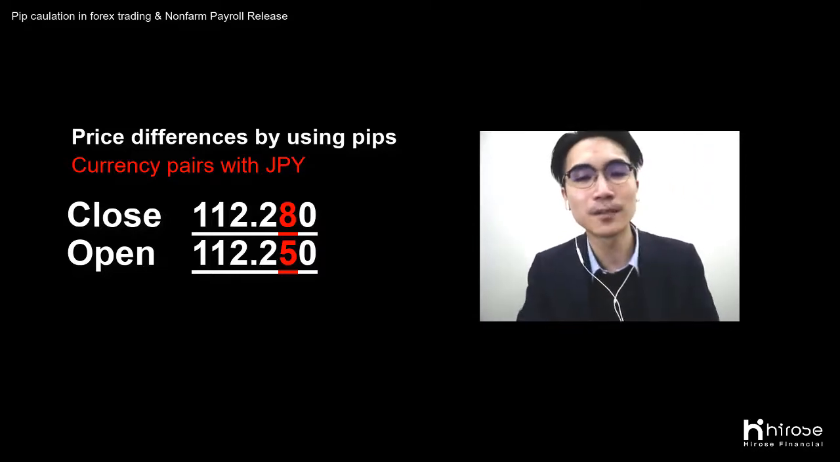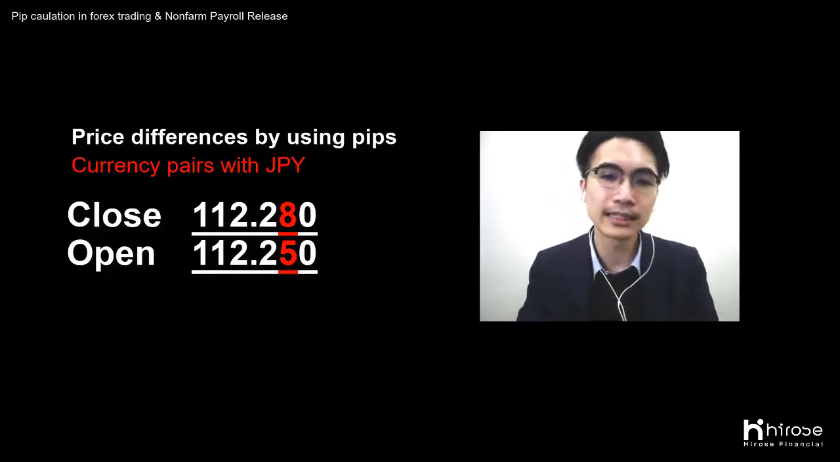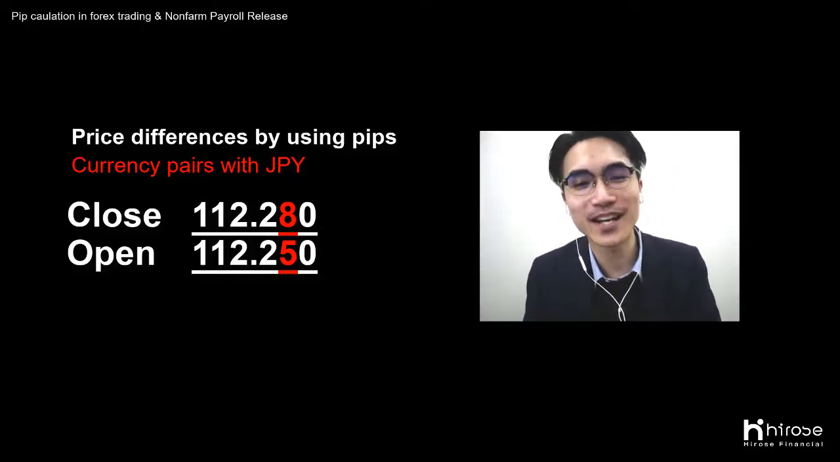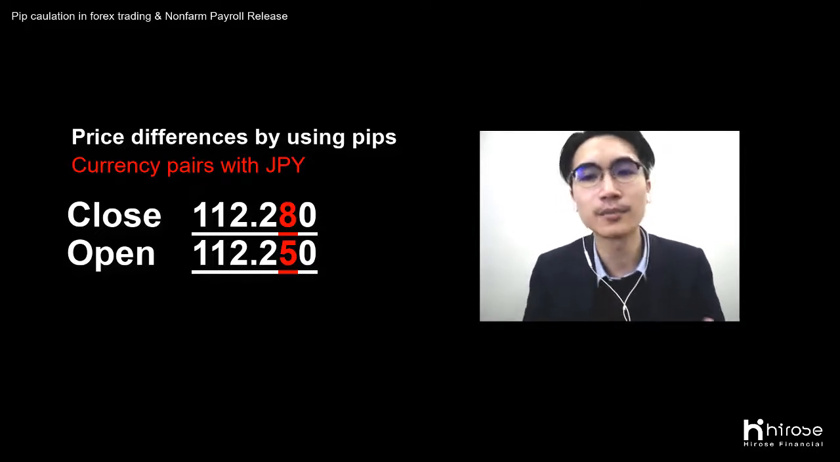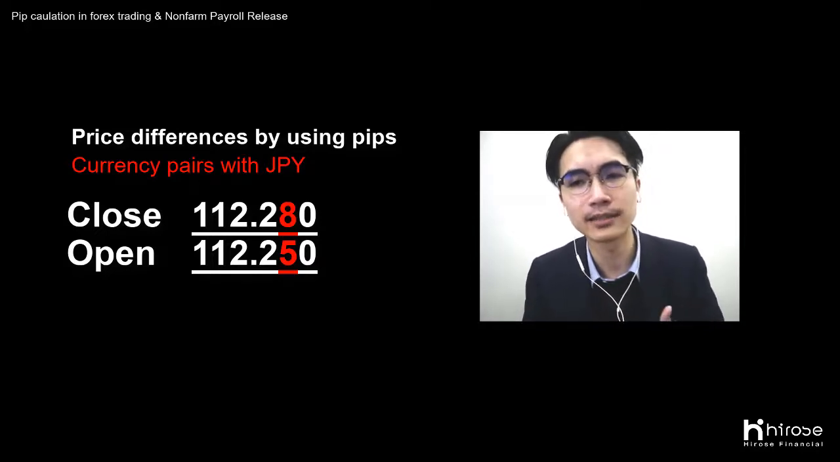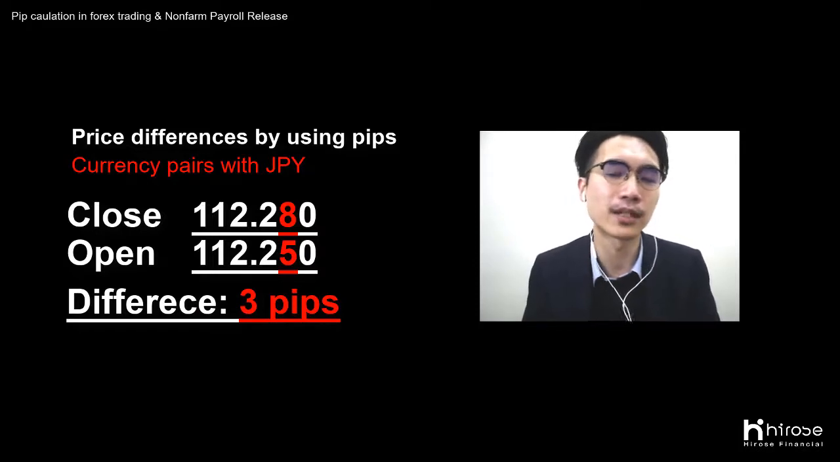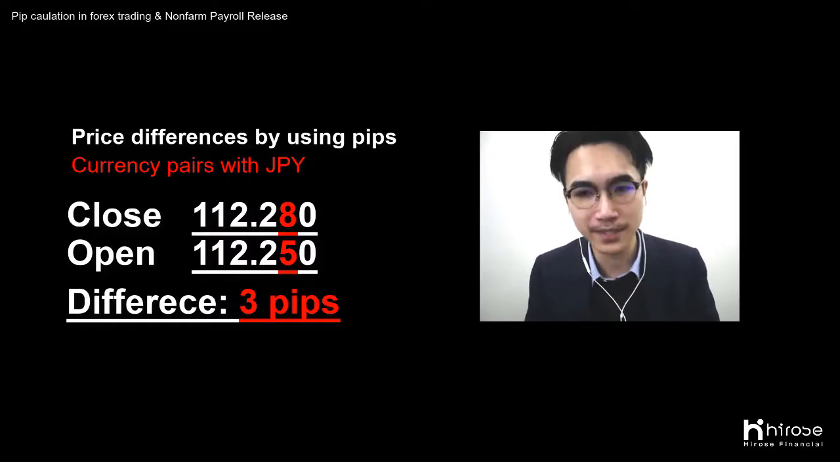This is an example of the price of US dollar and Japanese yen. In this example here, the open price is this much here, and the close price is this much here. Since we are calculating from the second last digit, there is another simple calculation. 8 minus 5, so the difference here is 3. So now we know that the price difference of open and close is 3 pips here.